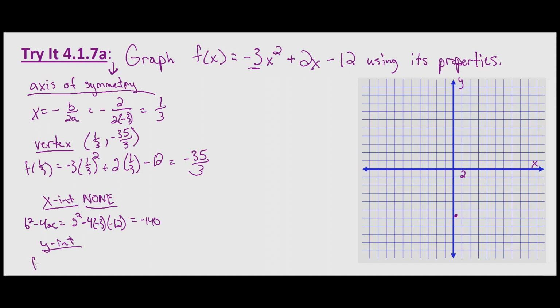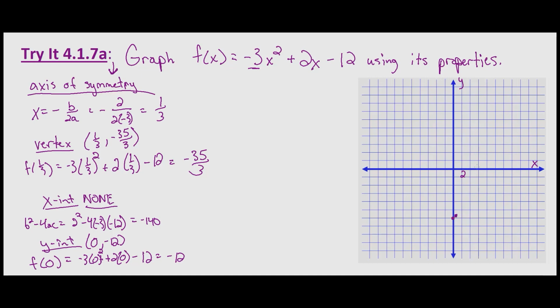So we find f of 0. f of 0 equals negative 3 times 0 squared plus 2 times 0 minus 12, which equals negative 12. So we have a y-intercept at 0, negative 12. We'll plot that point. And we know it's opening down.